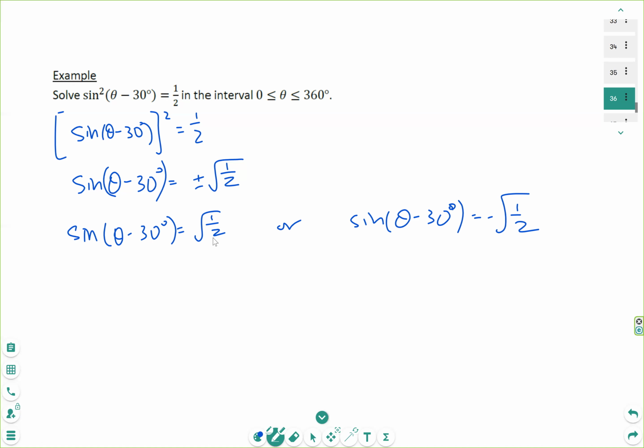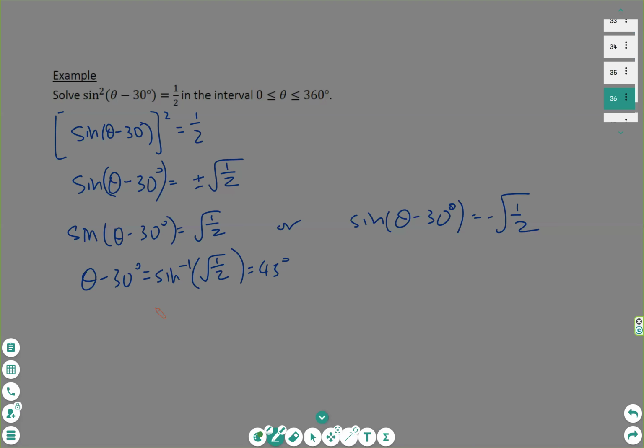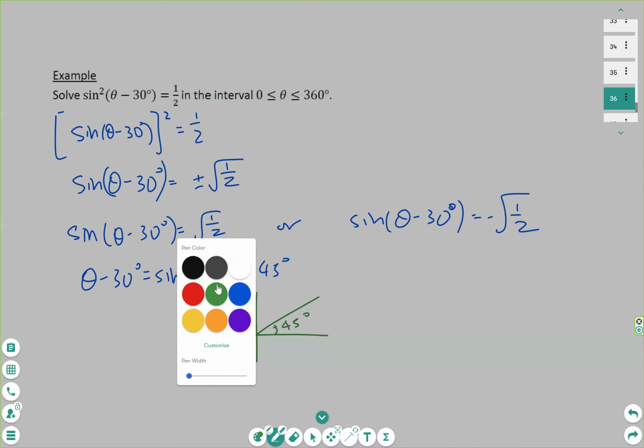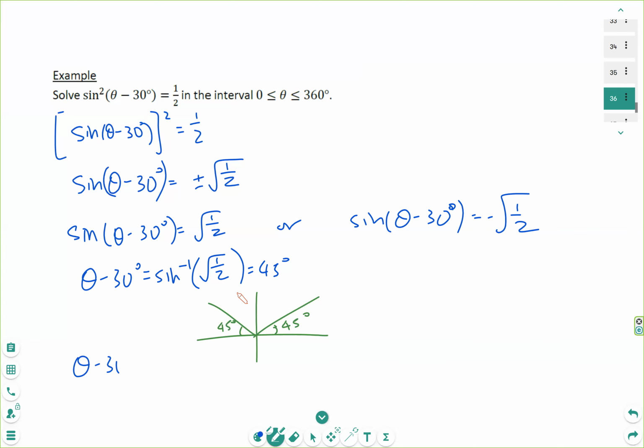Okay, so write it as two equations so I can see it's like two separate questions to do. In order to solve for theta, I need to do inverse sine on the right hand side. So theta minus 30 degrees equals inverse sine of square root of a half. Put it in the calculator, that's 45 degrees. So we can use a CAST diagram. Remember, as soon as we inverse sine, we go to the CAST diagram. Sine 45 degrees. For sine to be positive, it has to be here as well. So from this one, we can tell theta minus 30 degrees equals 45 degrees or 135 degrees.